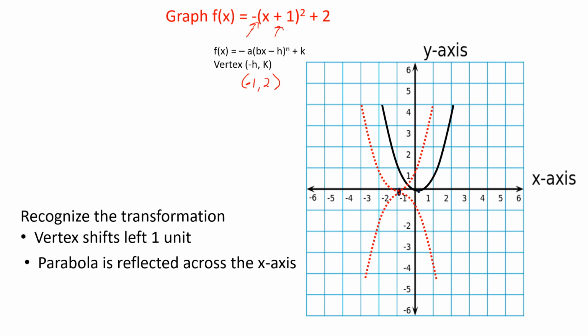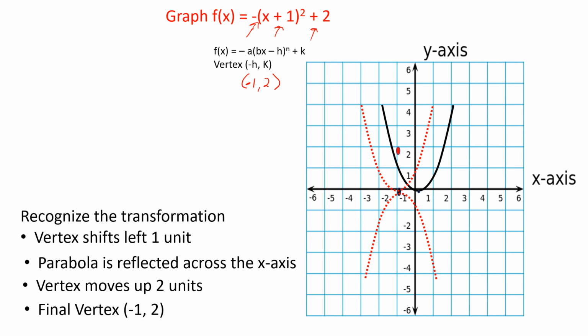And then last, adding and subtracting. Well, they're adding a 2. That's going to be a vertical translation. So it's going to move up and down. Since it's positive, it's going to move up 2 units. So here's my vertex moving up 2 units. And so that's giving me that final vertex of a negative 1, 2. And there is your graph.